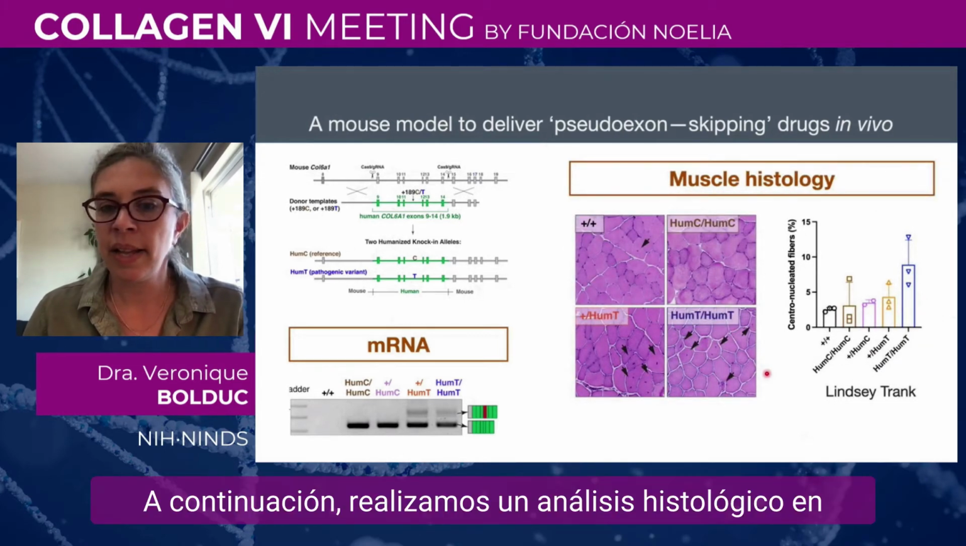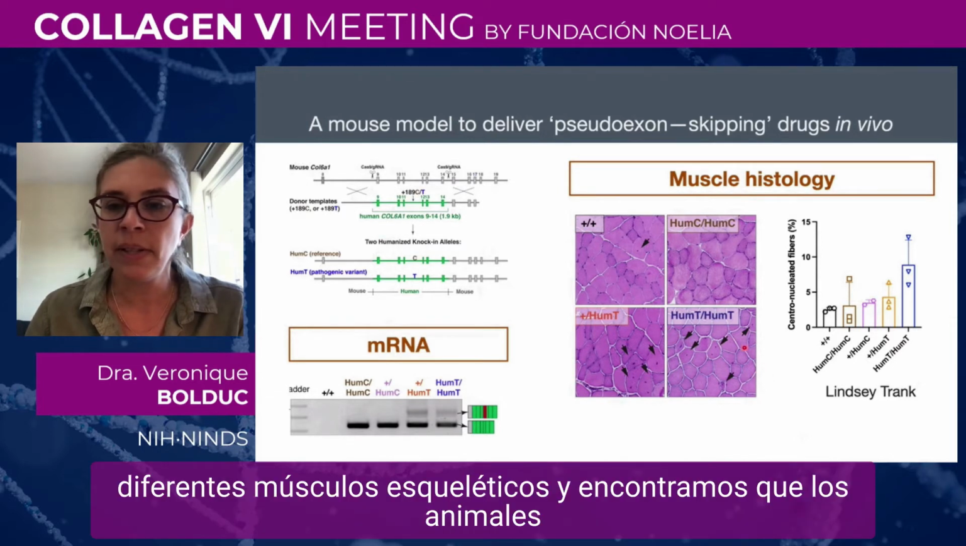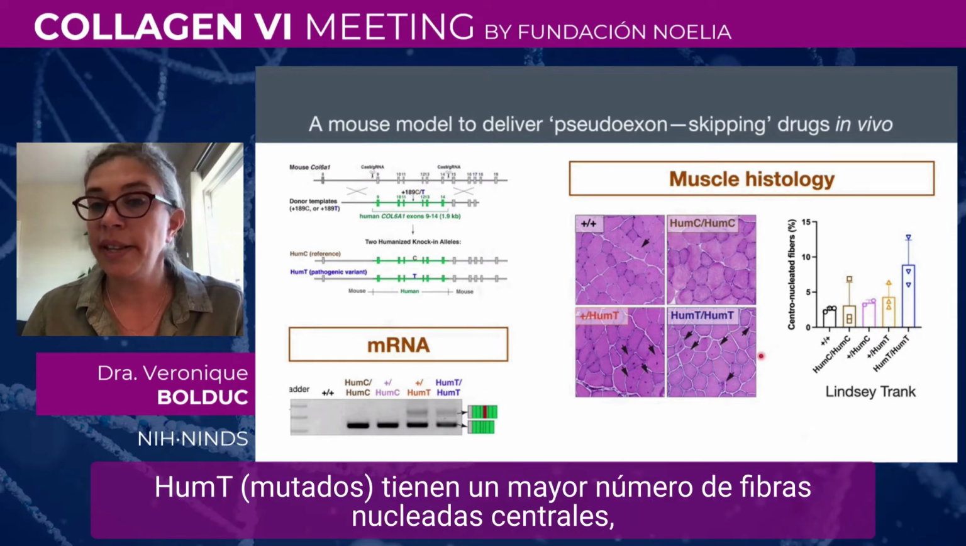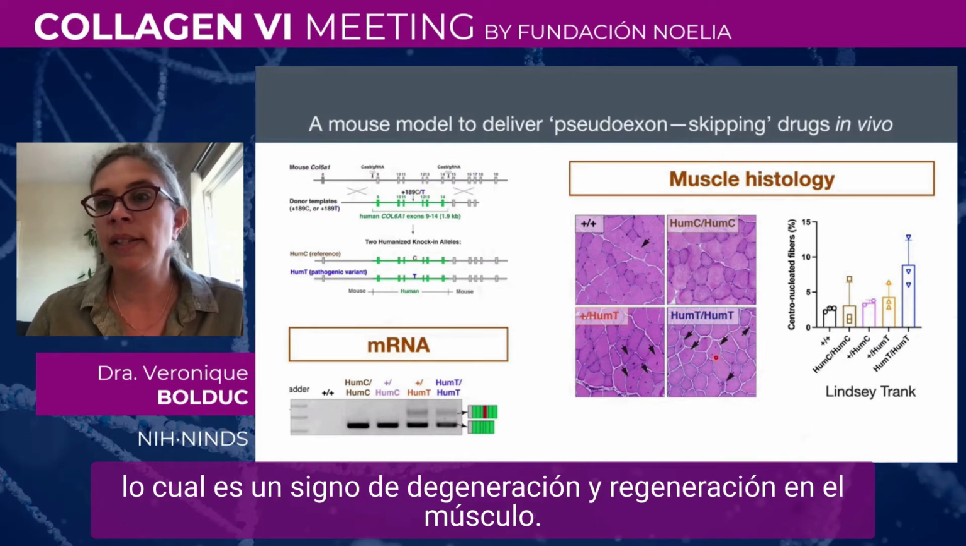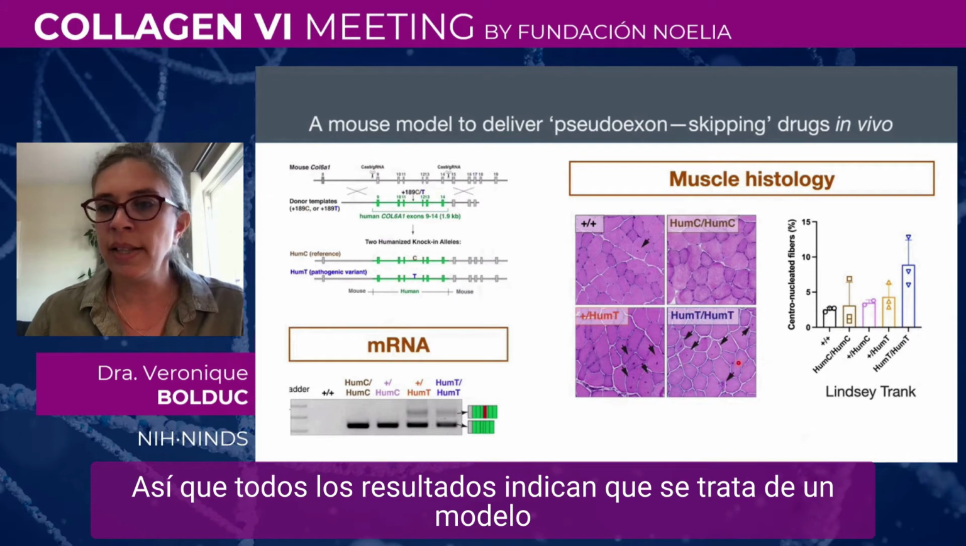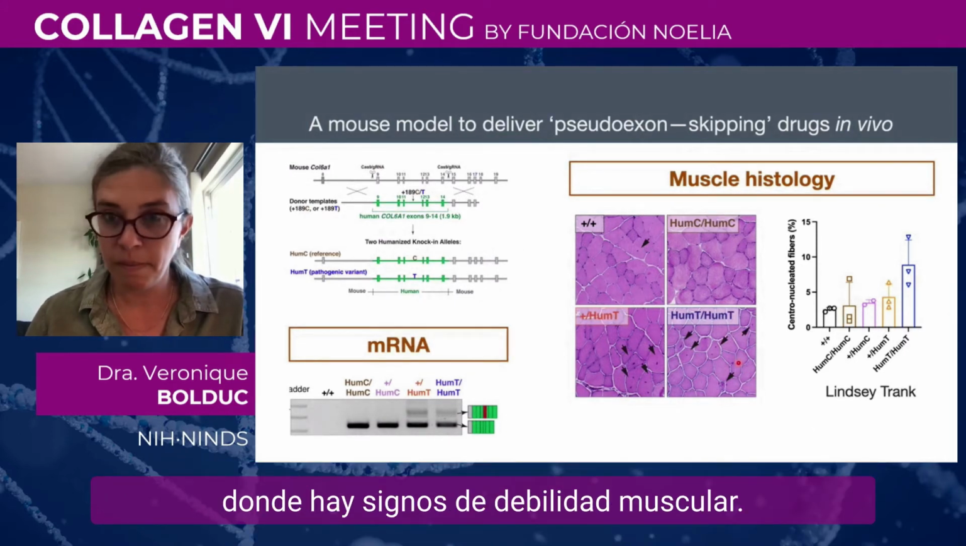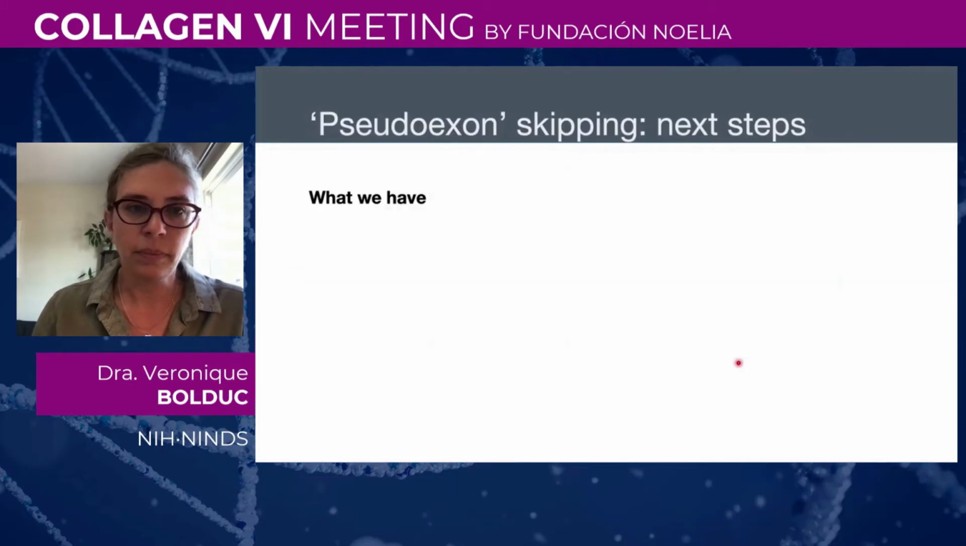Next, we looked at the histology level in different skeletal muscles, and we found that UMT animals have a higher number of central nucleated fibers, which are signs of degeneration and regeneration of the muscle. So all these signs point to a model where there are signs of muscle weakness.